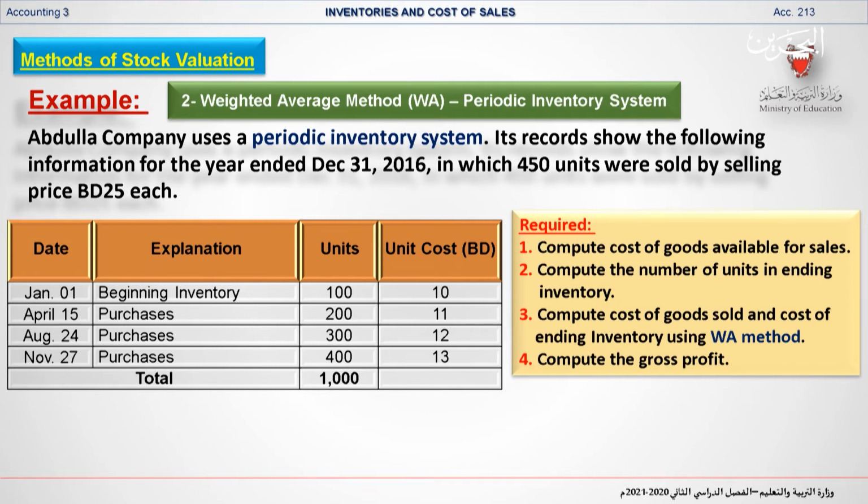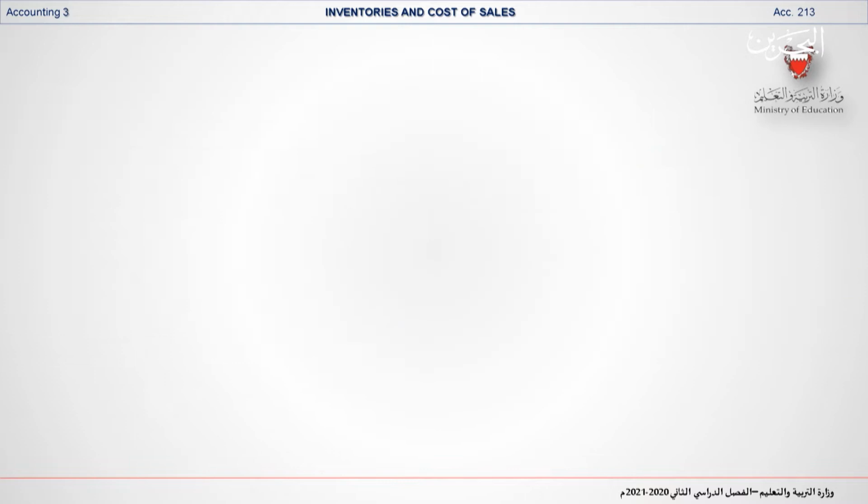What is required from you now is to: 1. Compute cost of goods available for sales. 2. Compute the number of units in ending inventory. 3. Compute cost of goods sold and cost of ending inventory using the weighted average method. 4. Compute the gross profit.